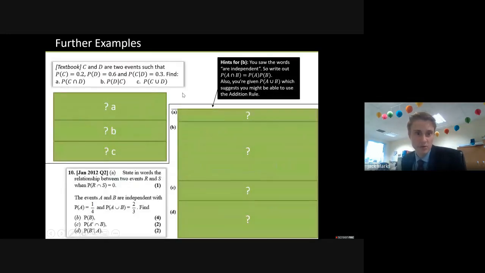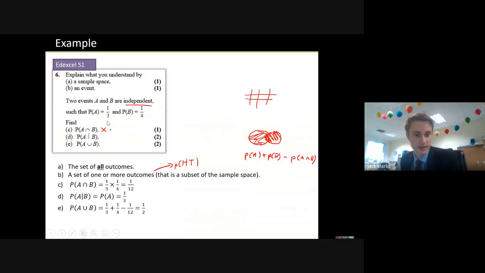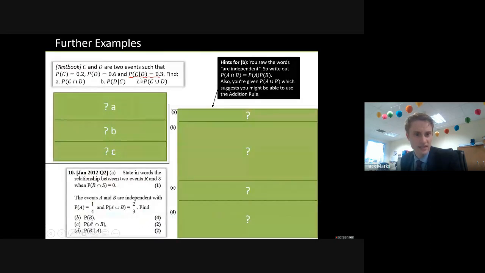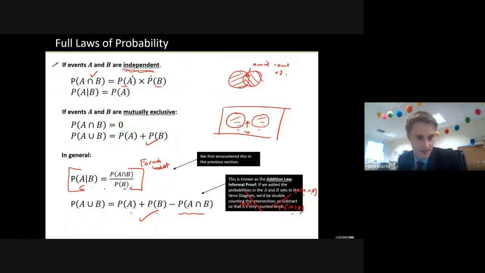You've got some further examples here. C and D are events such that this is C, this is D, C given D is this, and we've got to find all these different things. Whenever I get given this one here, my instinct tells me that I'm going to use this one here. Of course, the letters have changed. So we have C given D, so that's going to be a C, and D is taking the place of that one. That one there is probably going to be quite useful for us.